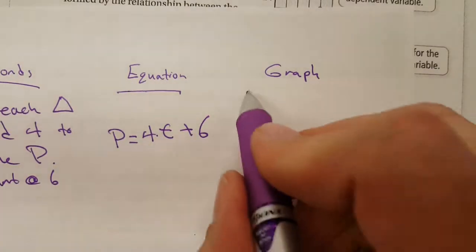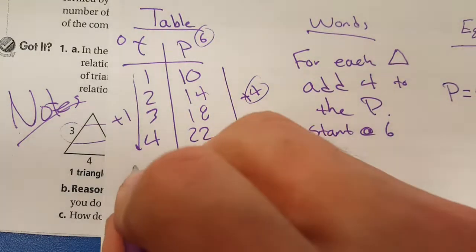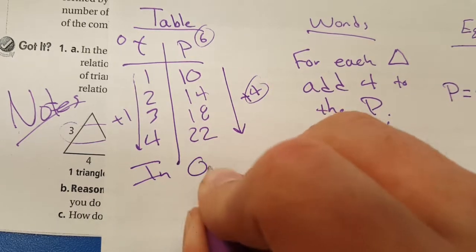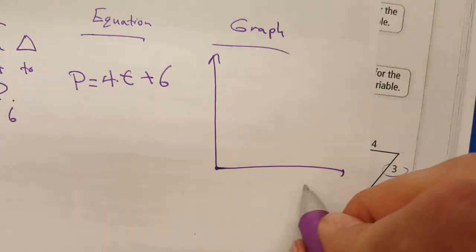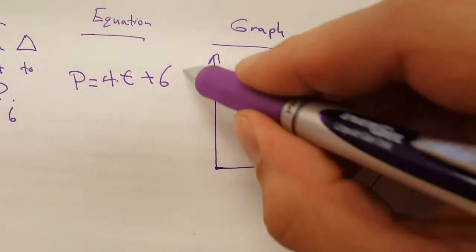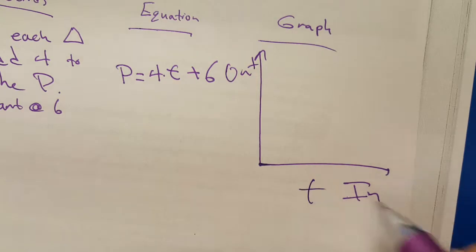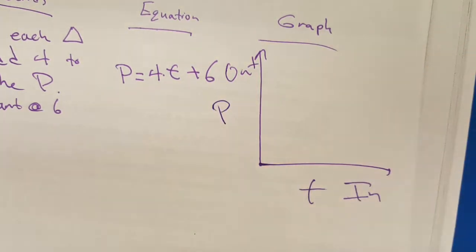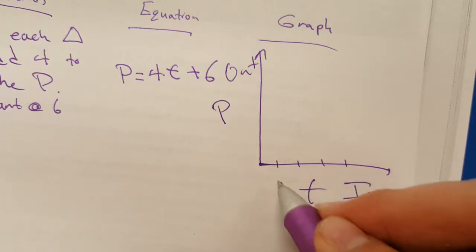All right, the graph. These are really easy to make. Oh, by the way, students, when you're making tables, you always want to have your inputs right here, outputs right there. When it comes to a graph, you always want to have your inputs right here, outputs right there. All right. So we're going to have a number of triangles right here. We're going to have perimeter right here. Let's see here. When I had 1, 2, 3, 4.